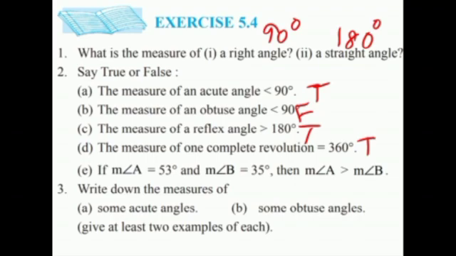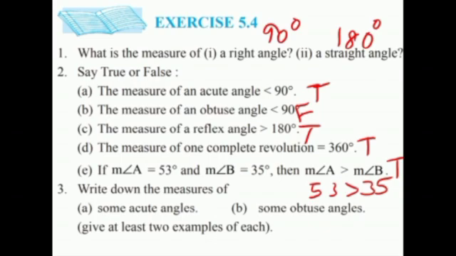And see the E part of the question. Say true or false. If the measurement of angle A equals 53 degrees and the measurement of angle B equals 35 degrees, then the measurement of angle A, which is 53, is greater than the measurement of angle B. The measurement of angle B is 35. Is it correct? 53 greater than 35? Yeah, this is true only.